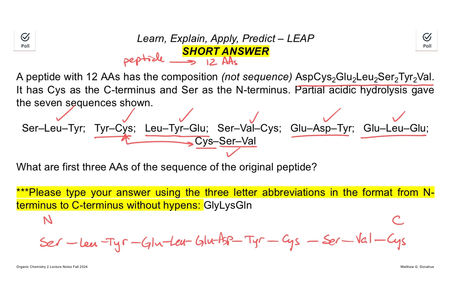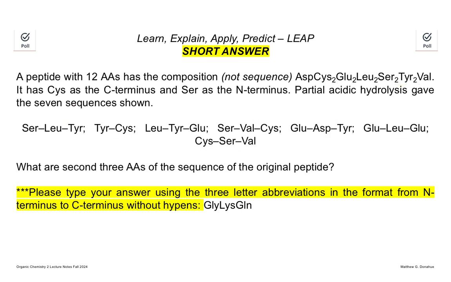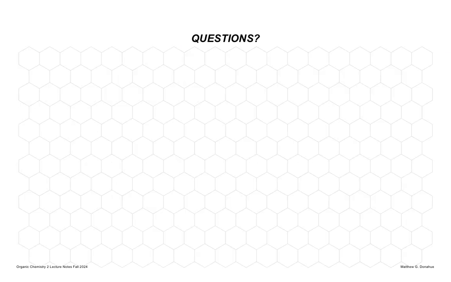So the next couple questions, this was just saying what are the second three, what are the third three, and what are the last three. But again, you're going to use the logic of what's the N terminus, the C terminus, how do things overlap? Are you getting that proper overlap? Any questions at this point?